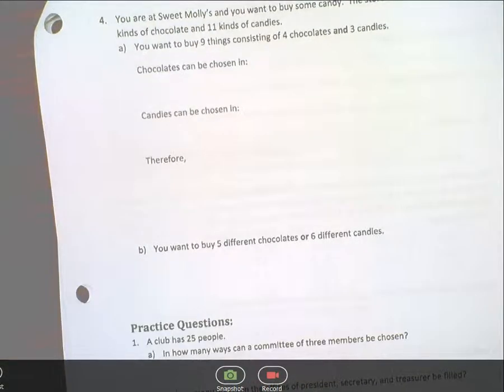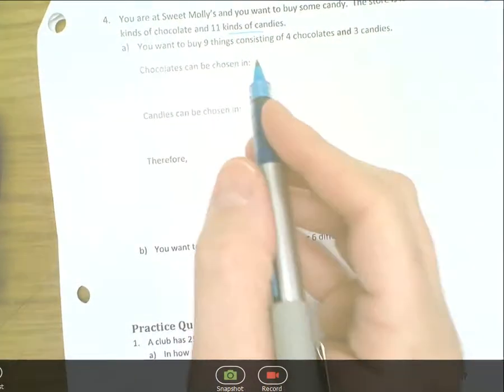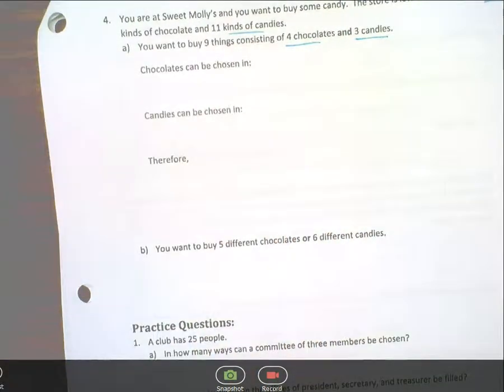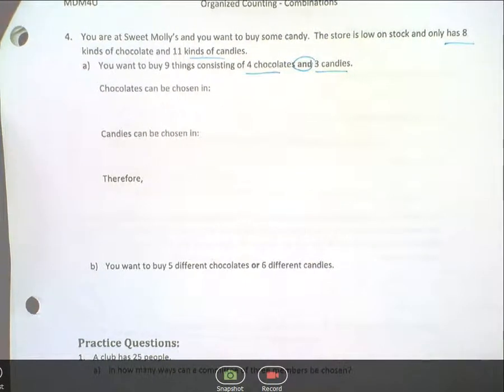Okay. Let's say that you go to Sweet Molly's and you got to buy some candy. The store is low on stock and only has 8 kinds of chocolate and 11 kinds of candies. Okay? You want to buy 9 things, consisting of 4 chocolates and 3 candies. Okay, so the word and is being used here. So as soon as you see the word and, you should start thinking about multiplying. Okay, so how many ways can the chocolates be chosen?